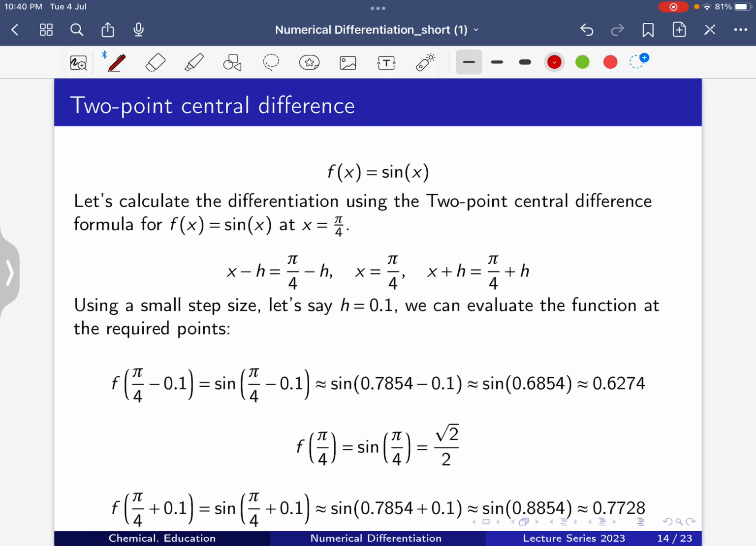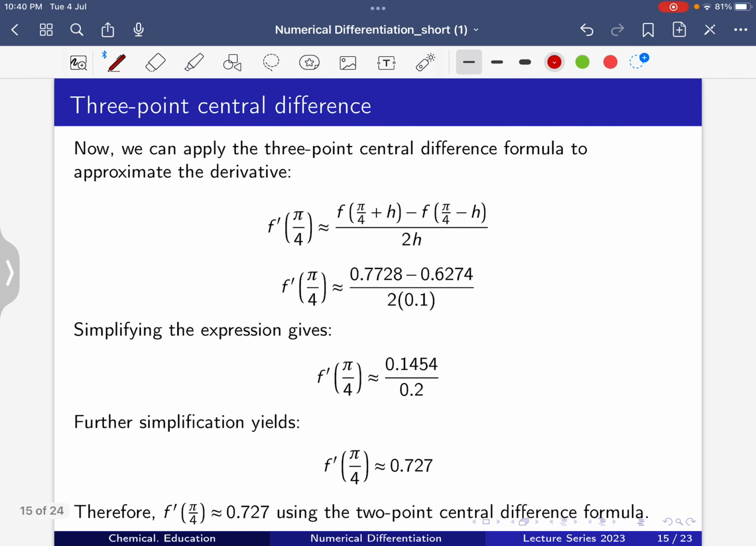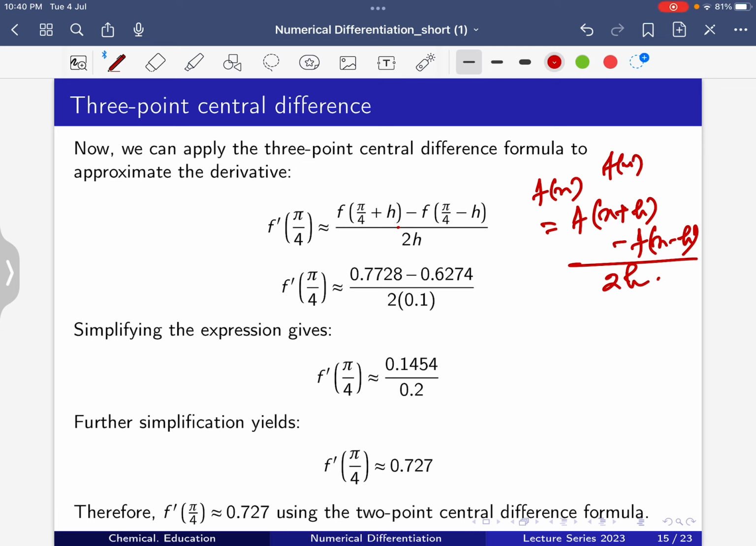So again, that central difference formula is here. Okay, so here f'(π/4) is equal to f(π/4 + h) minus f(π/4 − h). Actually the formula is f'(x) is equal to f(x + h) minus f(x − h) by 2h. Okay, so here x is equal to π/4, so f(π/4 + h) minus f(π/4 − h), and you know f(x) is nothing but sin x. Okay, so sin(π/4 + h), sin(π/4 − h), h is equal to 0.1.